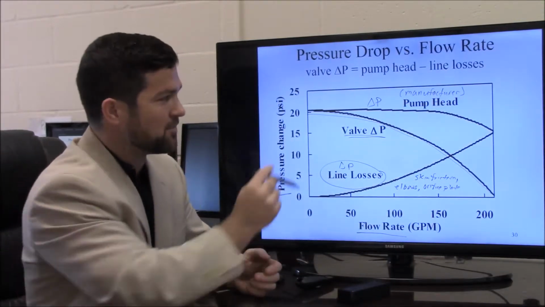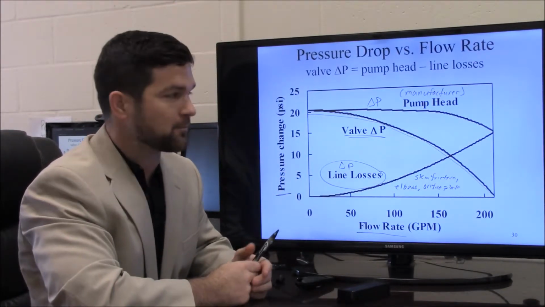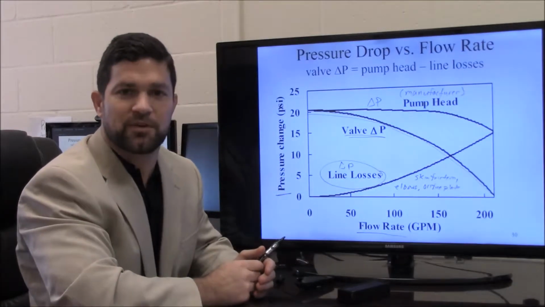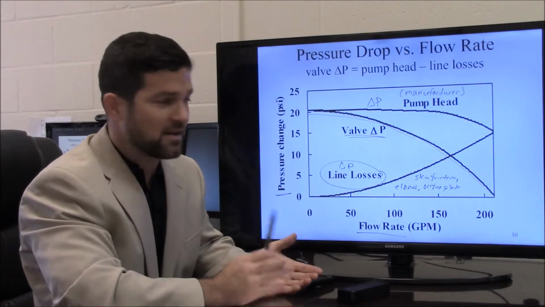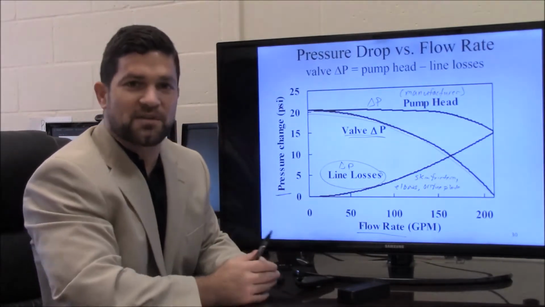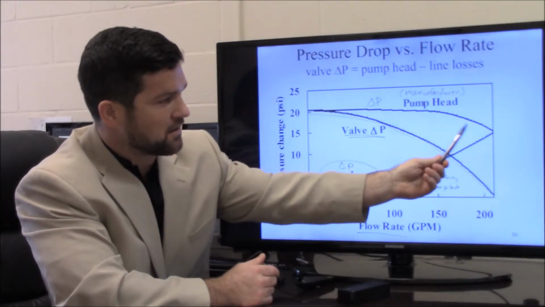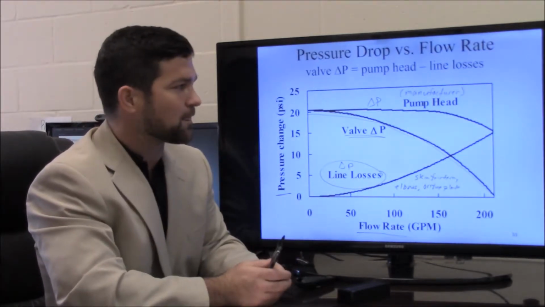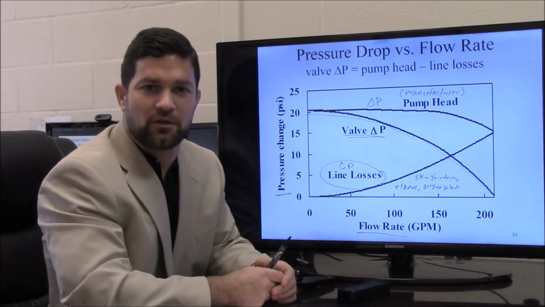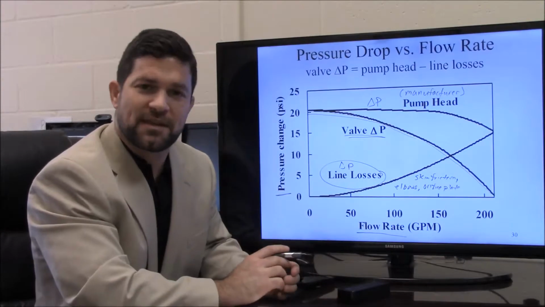You can see here that because the pressure generated by the pump decreases with increasing flow rate, we have a much stronger change in pressure across the valve as a function of flow rate in this range. One thing you'll notice is that the valve delta P will eventually go to 0. Now it can't go exactly to 0. Once the line losses are equal to the pressure generated by the pump, you just can't get any more flow rate through the system.